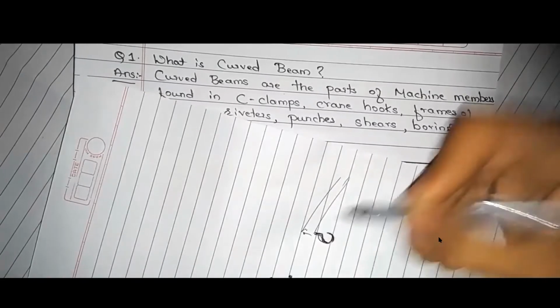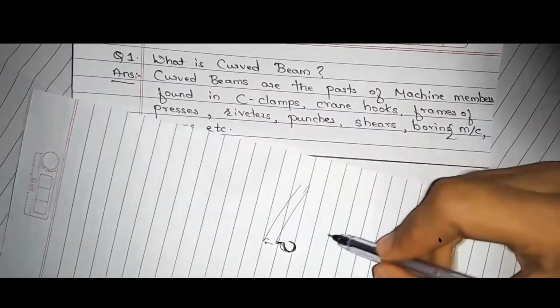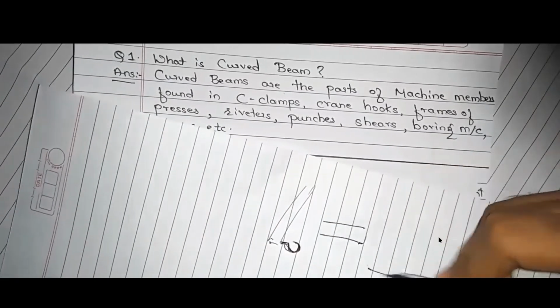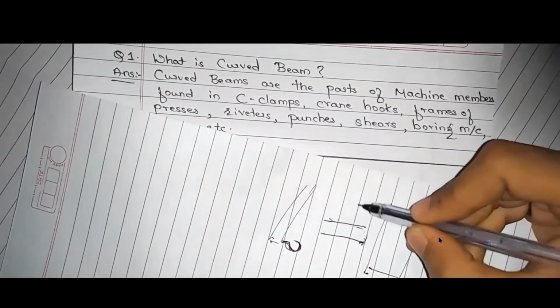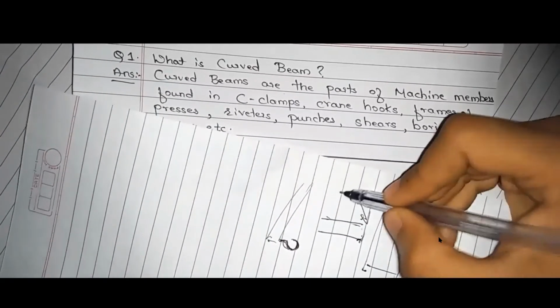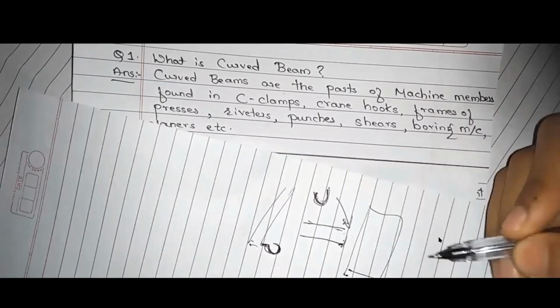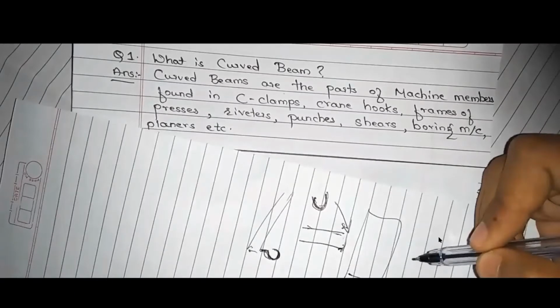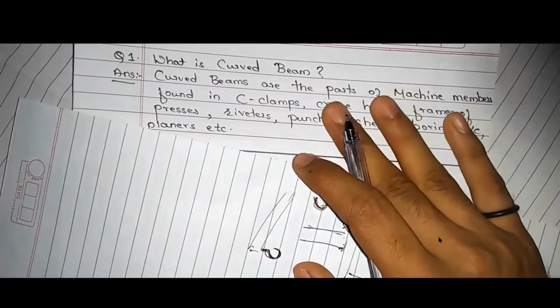Next, you would have seen in industries the huge presses, which are in the shape of a curve, so they are not straight. The bottom part is in a curved shape. Then riveters, punches, shears, boring machines, planers, etc. These are all things in which the curved beam is found.